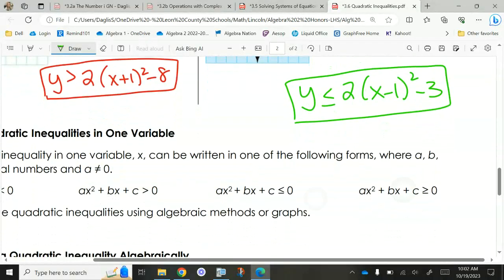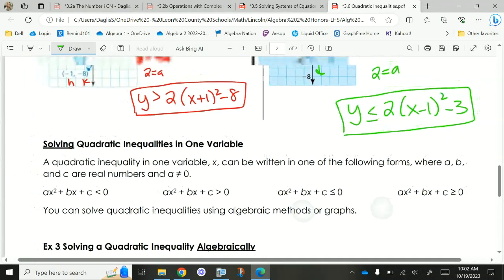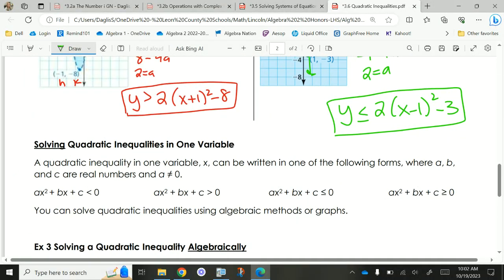Okay. Here we go. So now we're going to solve an inequality with one variable. Means there's no more y. My y is now replaced with a 0. So a quadratic inequality in one variable can be written as one of the following forms, where a, b, and c are real, and a cannot be 0. So this time, when we graph them, we're going to graph them on number lines.